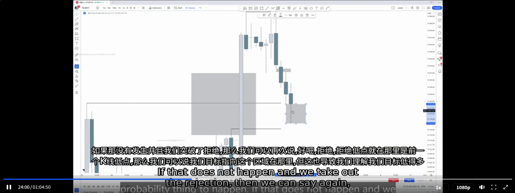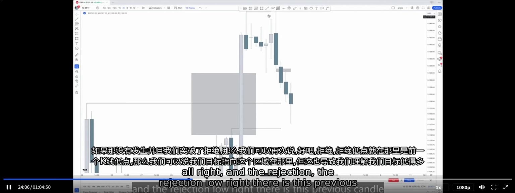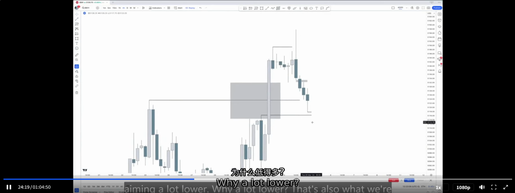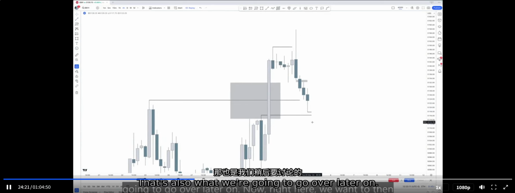If that does not happen and we take out the rejection, and the rejection low right there is this previous candle low, then we can say we are aiming for this area right there. But that also leads to the understanding that we are aiming a lot lower. Why a lot lower? That's also what we're going to go over later on.